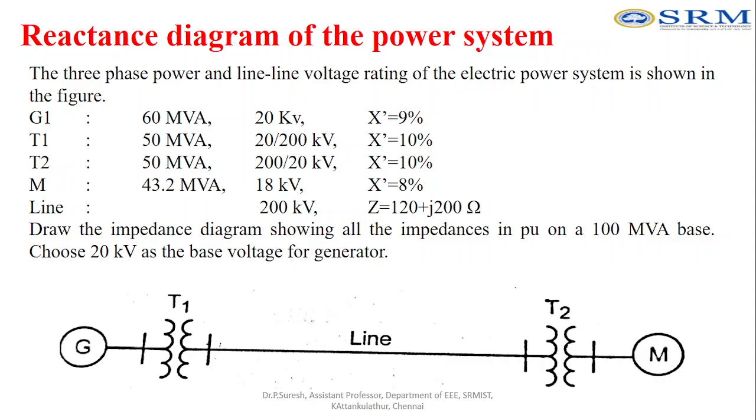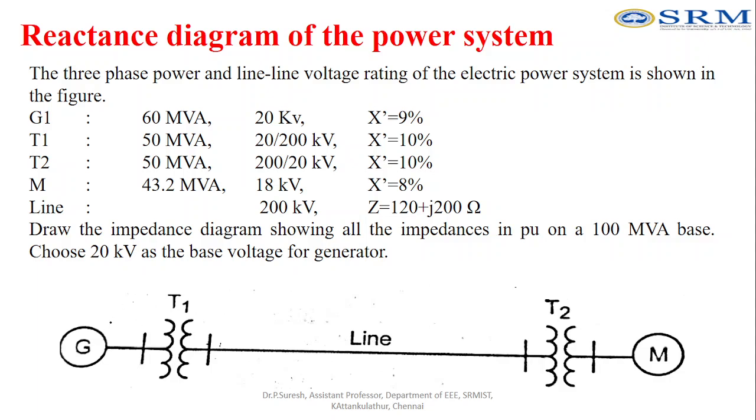So this is the given problem. For this, we are going to calculate the per unit reactance values or per unit impedance values. The problem given is: the three-phase power and line-to-line voltage rating of an electric power system is shown in the figure. So this is the figure. So this is the power system.